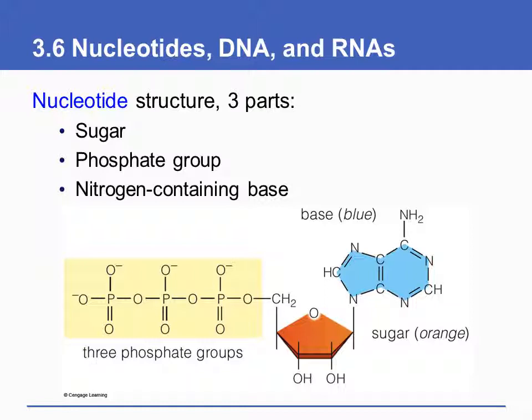The last macromolecule that we need to talk about are nucleotides, which are the building blocks of DNA. A nucleotide consists of a sugar, a phosphate group, and a nitrogen-containing base. So in this figure, the double ring in blue, that's the nitrogen-containing base. The five-sided ring in orange, that's the sugar. And then the three phosphates are on the left-hand side.